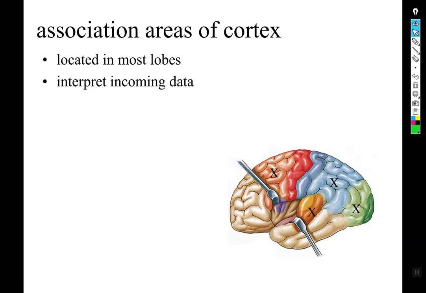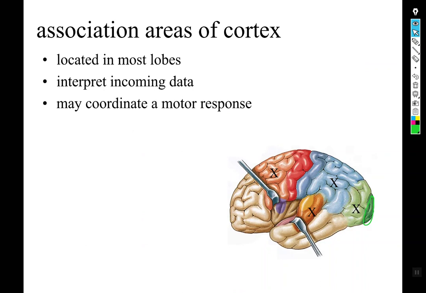So when the incoming data from whatever sensory modality is being experienced, so let's say, for example, vision, comes in, it goes to the primary cortex first. So in the case of the vision example that I'm choosing to use, the primary visual cortex back there. But it's not good enough just to say, oh, vision is happening.